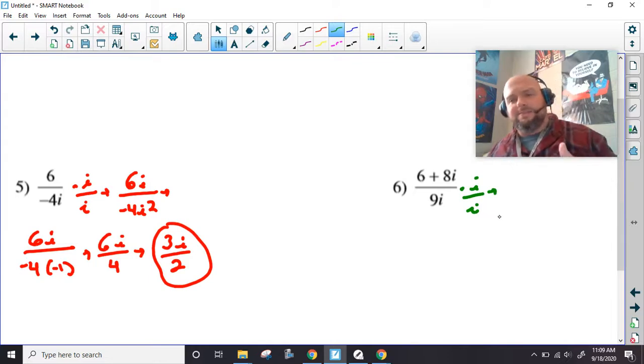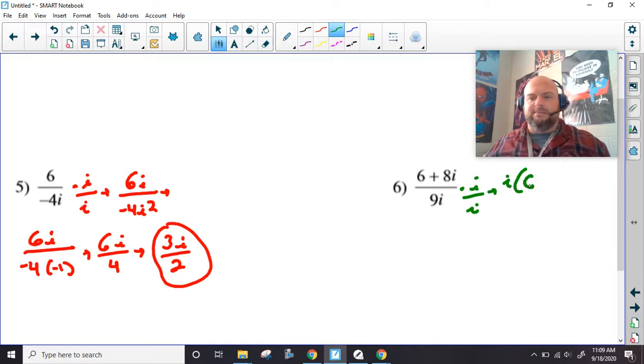All right. A little bit different on this one. This time we got to do some distributive property. So I'm going to set it up right here.